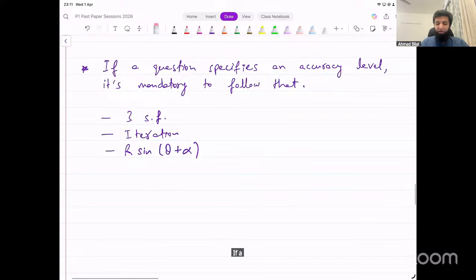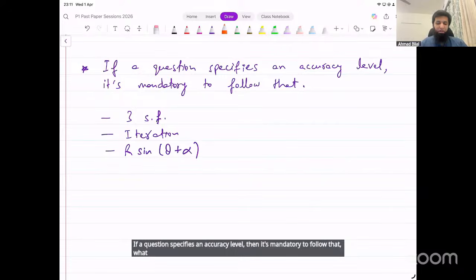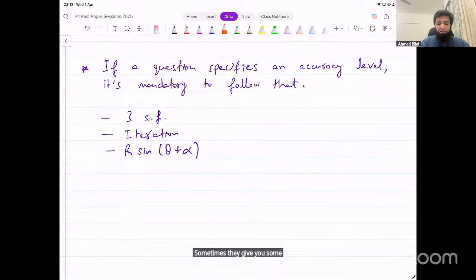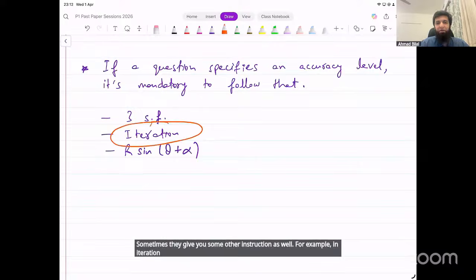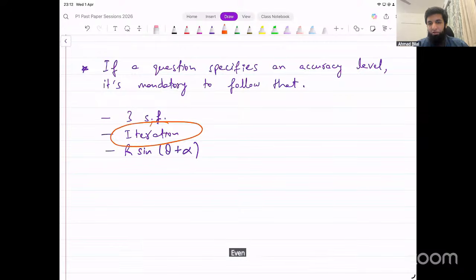If a question specifies an accuracy level, then it's mandatory to follow what the question says. Sometimes they tell you to give your answer to 3 significant figures as well. Sometimes they give you some other instruction. For example, in iteration, they will give you a specific level of accuracy for iterations and then another for the final answer. You need to make sure that you follow that. Even if one digit is incorrect, you lose marks, so make sure to round off properly.